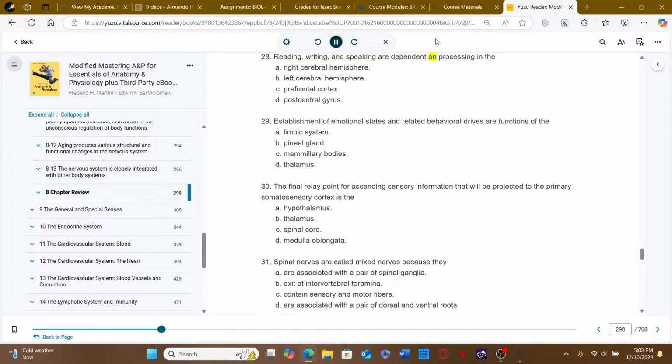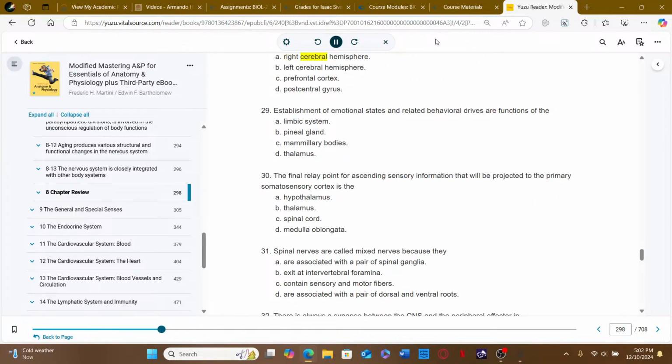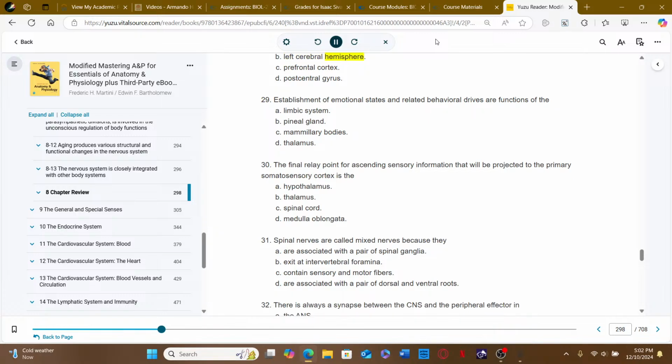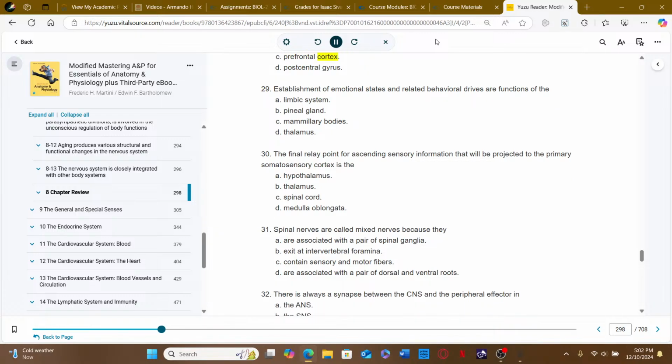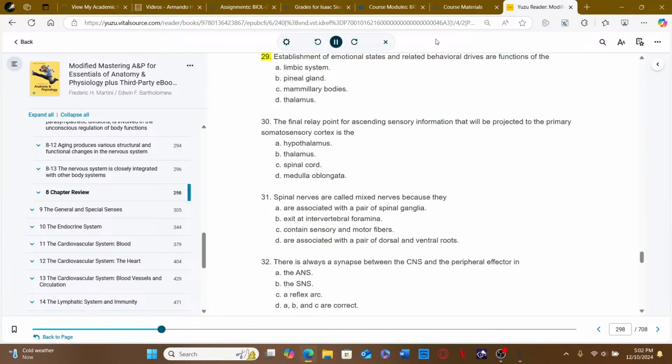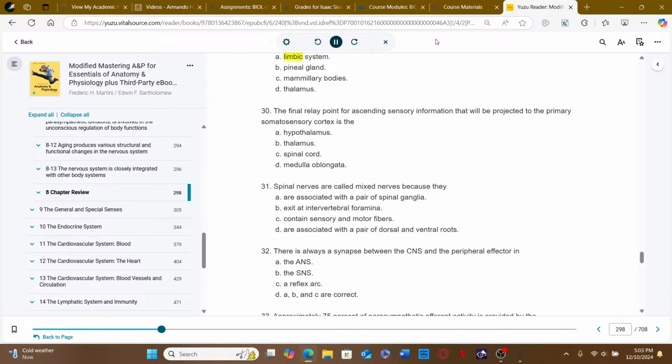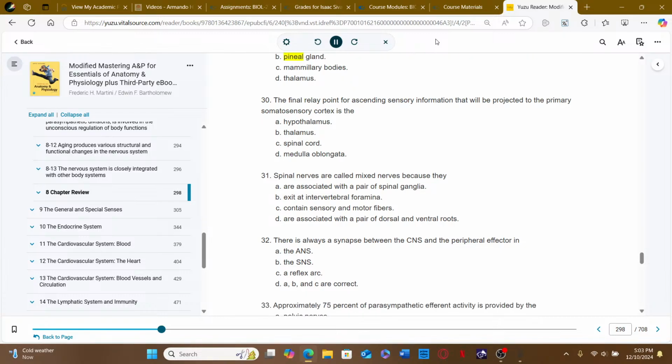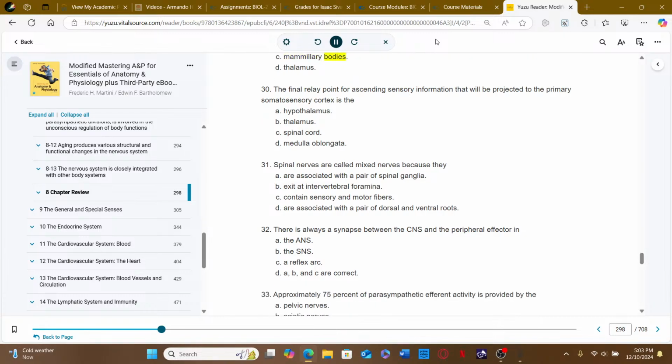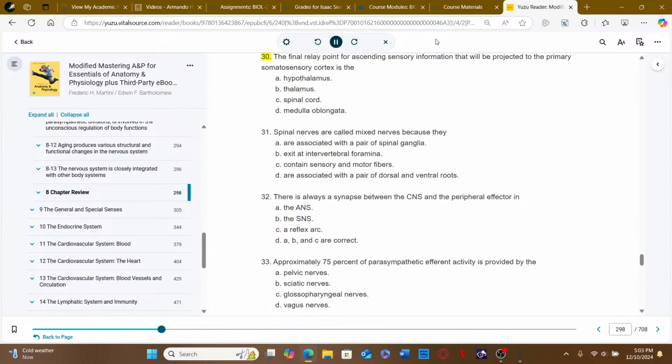28 Reading, writing, and speaking are dependent on processing in the right cerebral hemisphere. Left cerebral hemisphere. Prefrontal cortex. Postcentral gyrus. 29 Establishment of emotional states and related behavioral drives are functions of the limbic system. Pineal gland. Mammillary bodies. Thalamus.